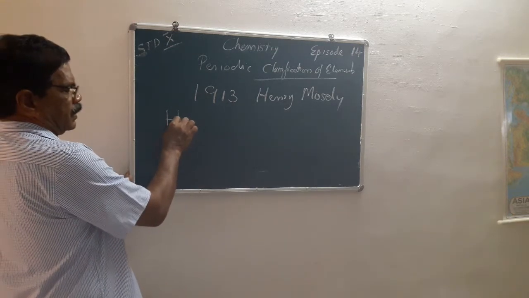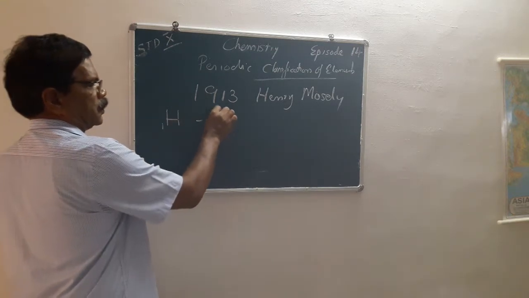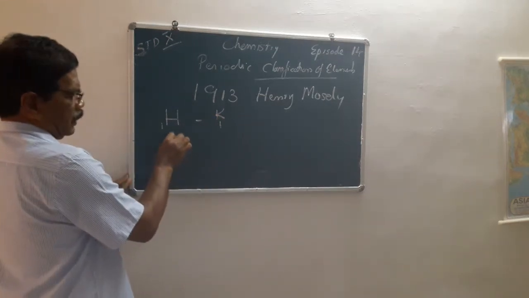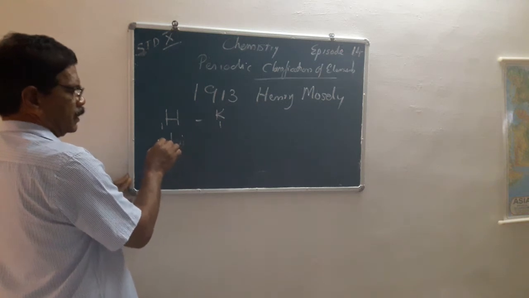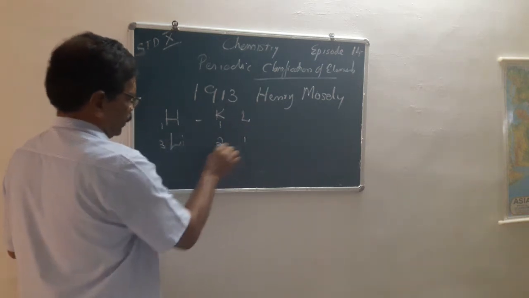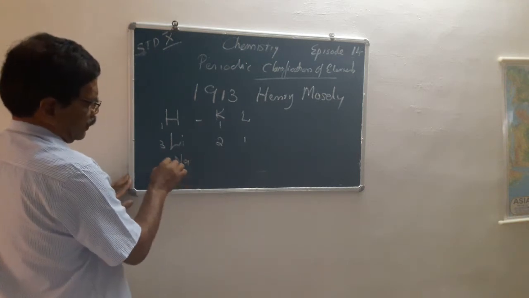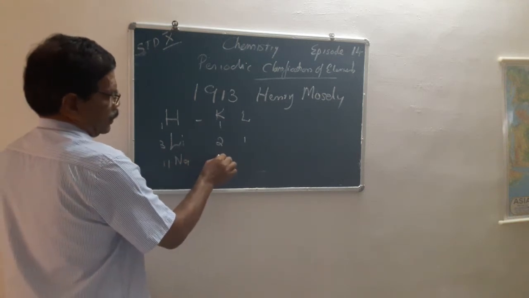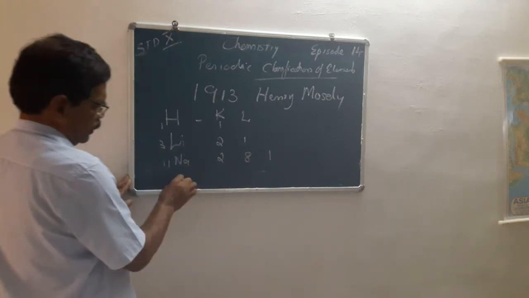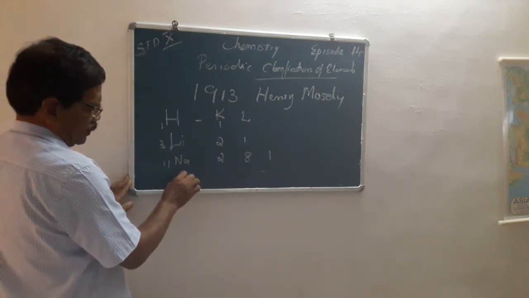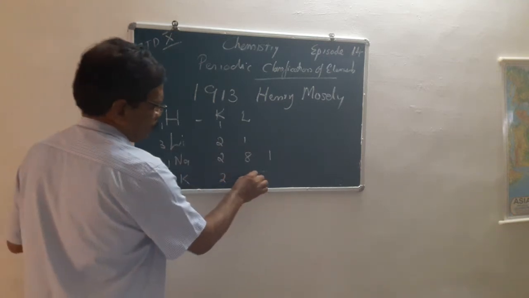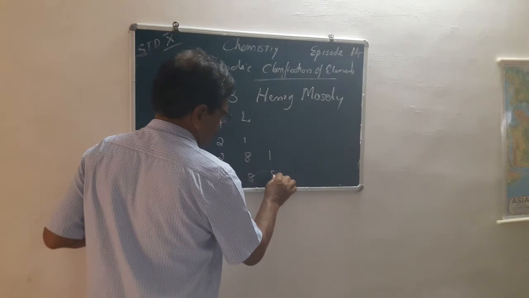Hydrogen, atomic number 1, electronic configuration K shell 1 electron. Lithium, atomic number 3, electron configuration 2-1. Sodium, atomic number 11, electron configuration 2-8-1. Potassium, atomic number 19, electron configuration 2-8-8-1.